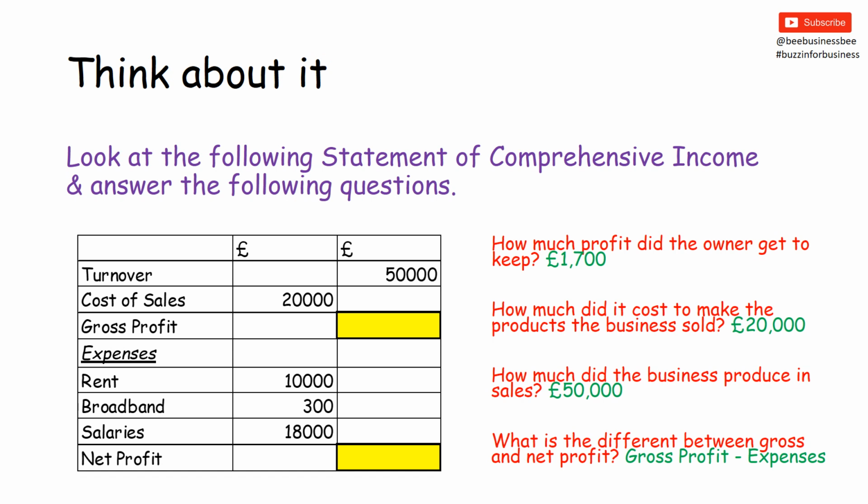And the last question was, what is the difference between gross and net profit? Well, gross profit is your turnover or your revenue minus your cost of sales, whereas your net profit is your gross profit minus your expenses. Net is the one that you get to keep and shows you everything once all your costs have been taken away. However, that was just starting to get you to think about the topic. Don't worry if you find that complex, because we're going to explain more in this video.